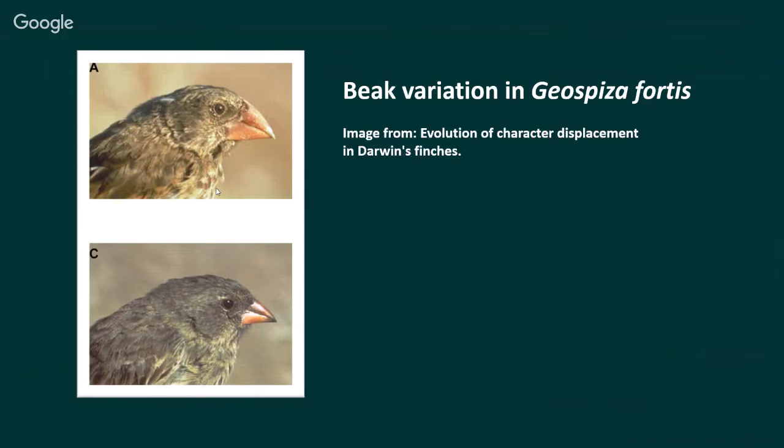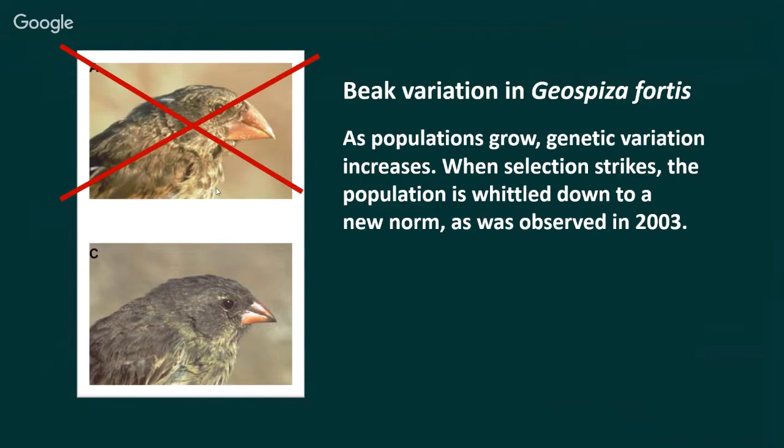Well, in the case of these finches, there was a selection event in 2003. There was a drought, and it ended up killing all of the large beaked organisms. And what that meant is that these small beaked individuals became super common in this population. And if we were looking at this in the fossil record, it would have looked like a fairly dramatic change.